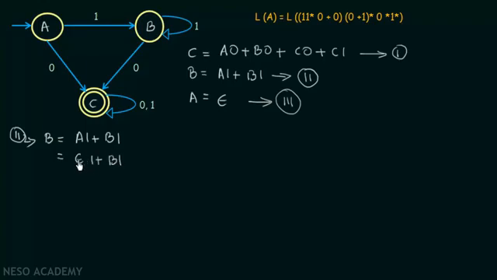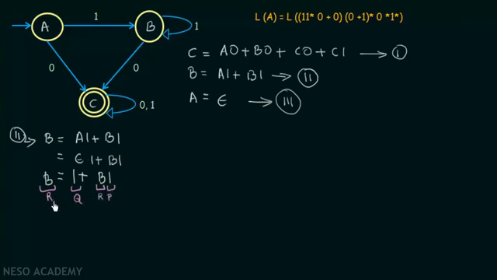Now epsilon into anything gives that same thing itself. Epsilon into R is R itself. That is the identity that we have. So epsilon into 1 can be written as 1 itself. So 1 plus B1. So B is equal to 1 plus B1. Now if you look at this, the equation is of the form R equal to Q plus RP.